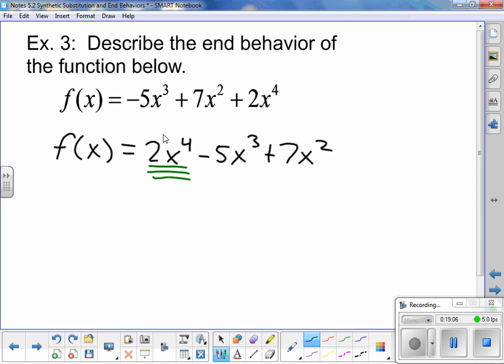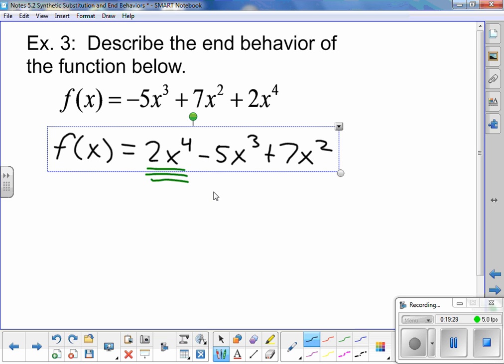What you want to look at is this front number right here, that 2. The 2 is positive, so they're both going to go up. If the 2 was a negative, they'd both go down. So once again, an even power means they go in the same direction. A positive leading coefficient means they both go up. A negative leading coefficient would mean that they both go down because they both have to go in the same direction.